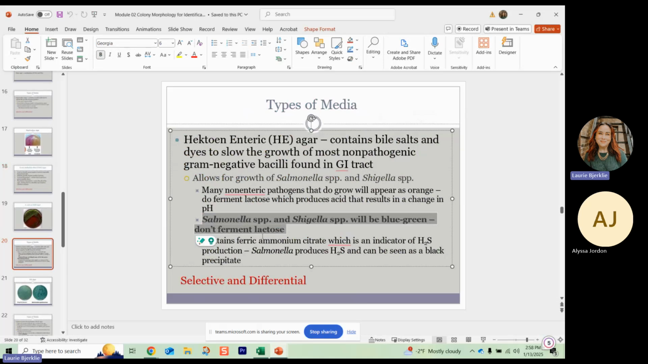So that is bolded for a reason there. The other thing to note is Salmonella will also produce hydrogen sulfide, what we call H2S. That will make it a black precipitate. So the colonies on the plate might show this black center, and that's because Salmonella can produce H2S to make it black when it grows. Shigella does not produce that, so it won't do that.